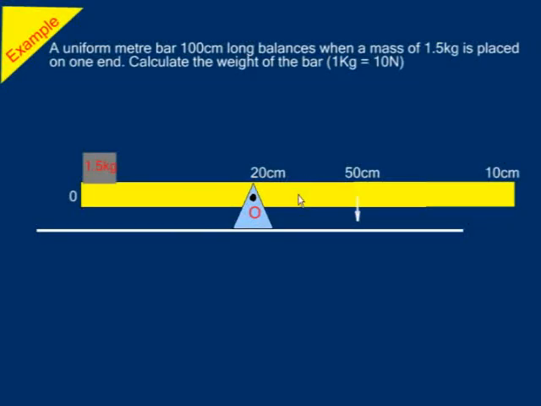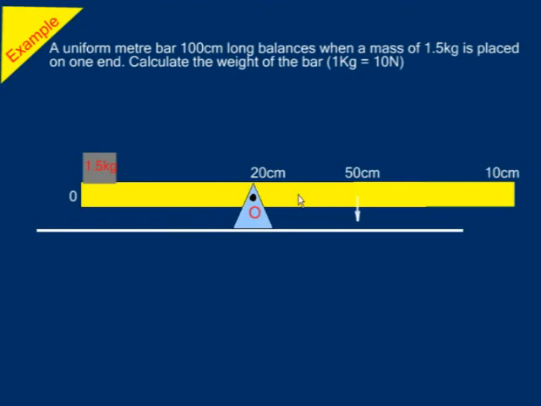Let's take an example. A uniform meter bar 100 centimeters long balances at the 20 centimeter mark when a mass of 1.5 kilograms is attached at one end. Now calculate the weight of the bar. You've also been given there that g is equal to 10 newtons per kilogram. Now in the solution, the term uniform means that the weight is evenly distributed along the bar, and it therefore acts through the center of gravity, that is 0.5 meters from either end.